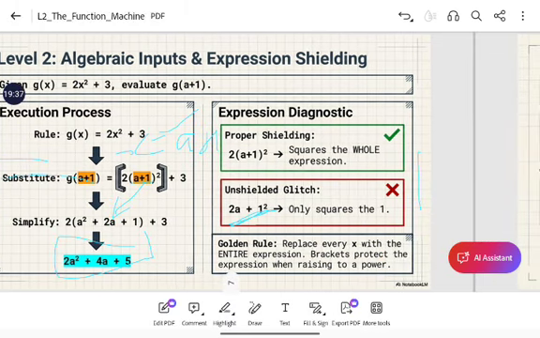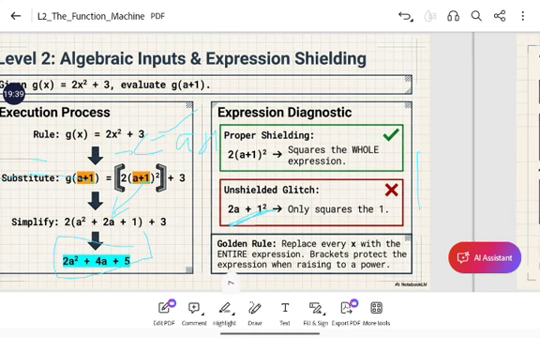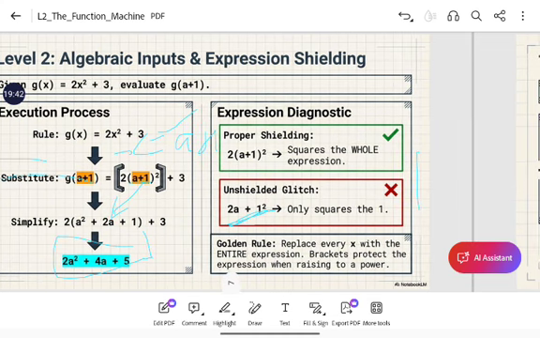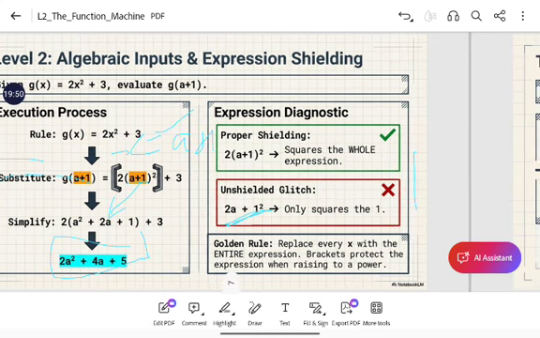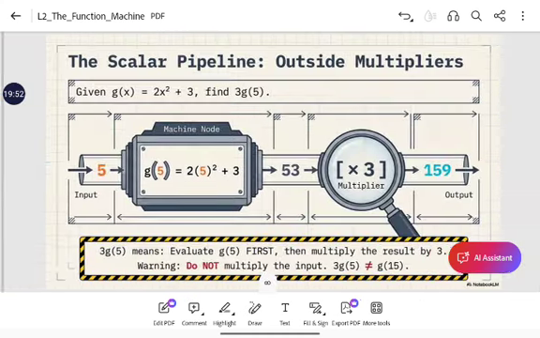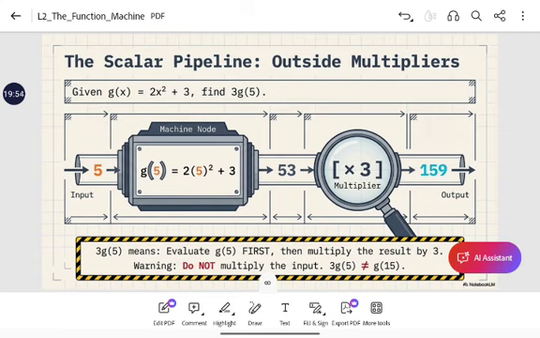Replace every x with the entire expression. Brackets protect the expression when raising to a power. Please take note of that. Okay. Let's try another one.